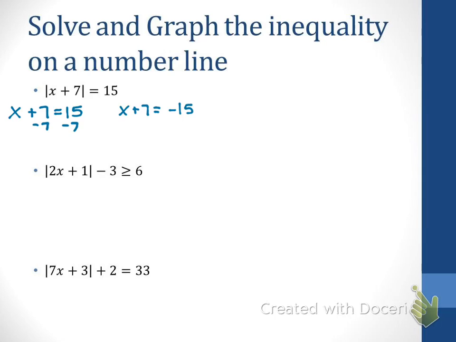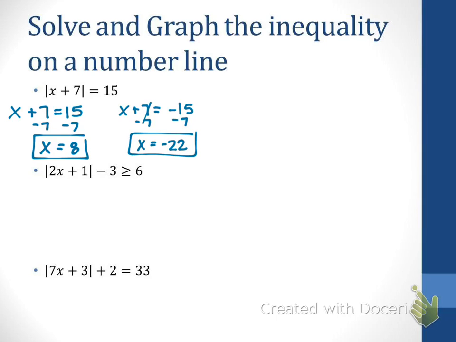So I subtract 7 and X is equal to 8. There's one of my answers. Subtract 7, and X is equal to -22. Like I said, there's no graphing because X is equal to 8. It can't be numbers smaller than 8. It can't be numbers larger than 8. And X is equal to -22. It's not numbers smaller than -22 or larger. These are my answers, so there's no graphs.